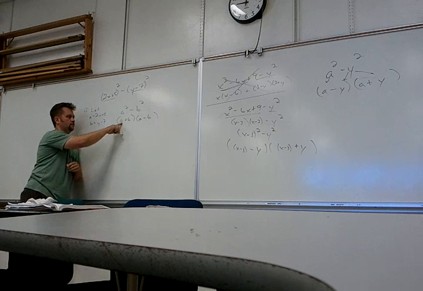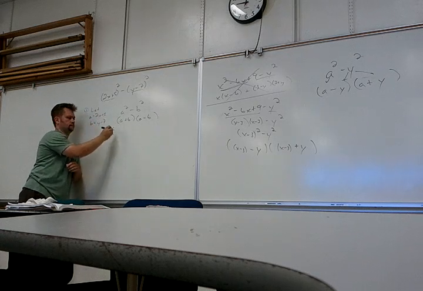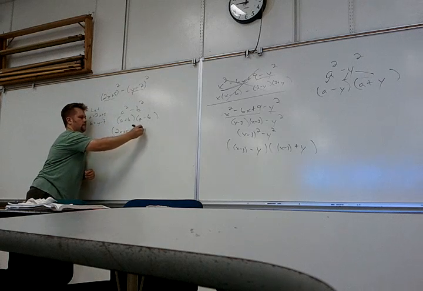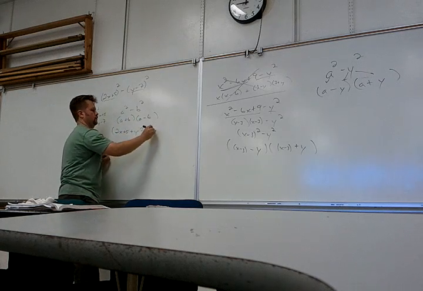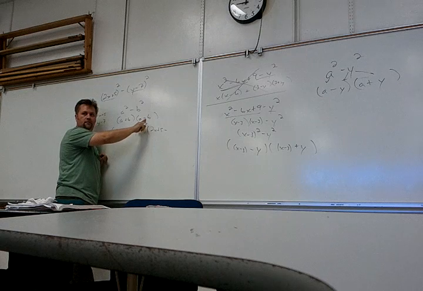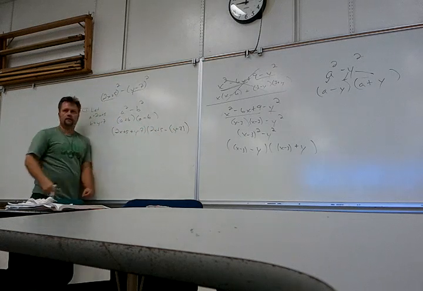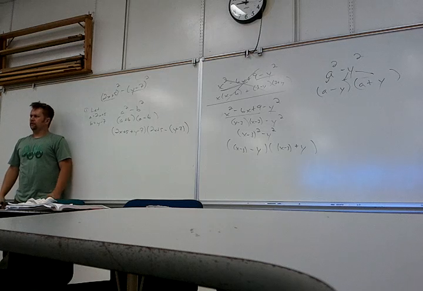What is a? 2x plus 5. What's b? y minus 7. What's a? 2x plus 5. Now here, you've got to be careful. You've got to remember: minus b, so minus y minus 7. And I'll just clean it up a little bit, and you're done.